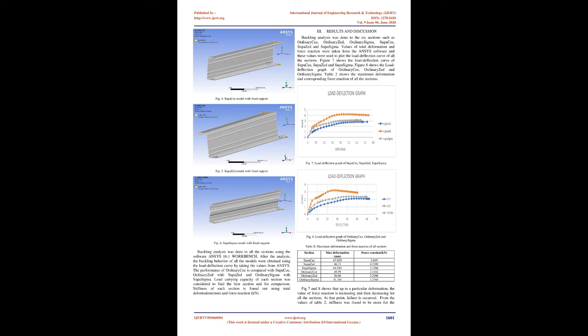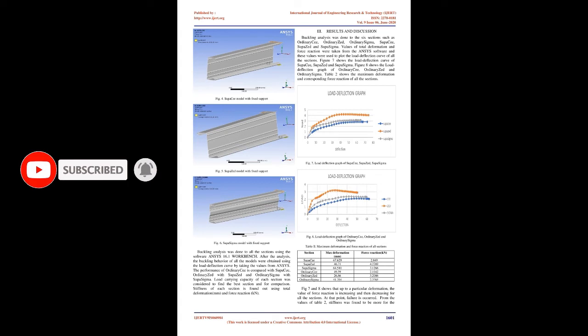Nomenclature for the models is given as per the presence or absence of crimps in the web and the shape of the model. The models without crimps in the web were named ordinary C, ordinary Z and ordinary sigma. The models with crimps in the web were named Supa C, Supa Z and Supa sigma. Ordinary C and Supa C have the shape of letter C, ordinary Z and Supa Z the shape of letter Z, and ordinary sigma and Supa sigma the shape of the symbol sigma.